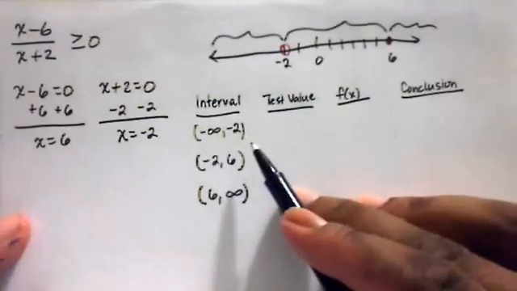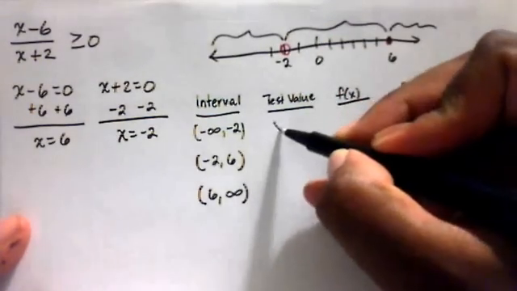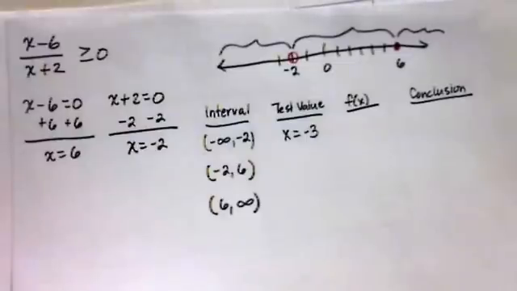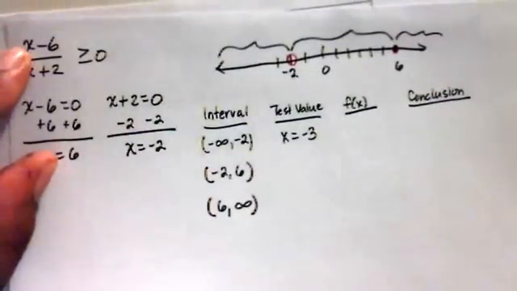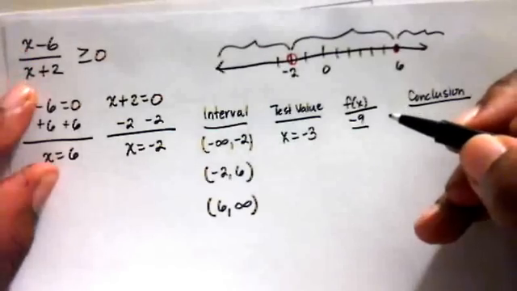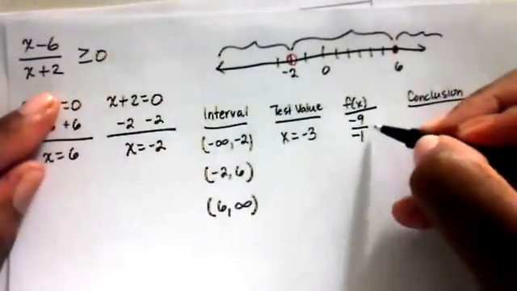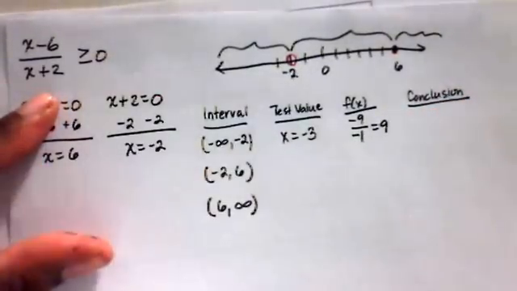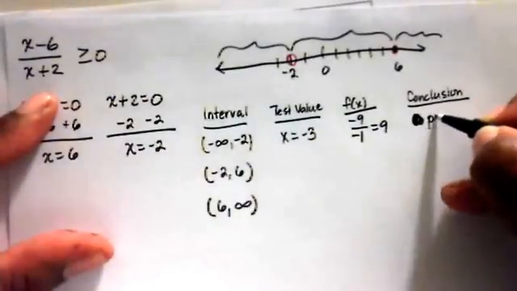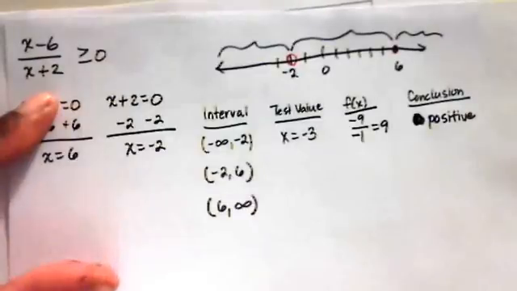Okay, now from negative infinity to negative 2, that's this interval right here. Let's use negative 3. Okay, now let's look at this, the numerator and the denominator. Negative 3 minus 6 is negative 9, that's the numerator. The denominator is negative 3 plus 2, that's negative 1. Negative 9 divided by negative 1 will be positive 9. And it is positive, so I can say that the conclusion here will be that from negative infinity up to negative 2, I'm going to have positive f of x values.